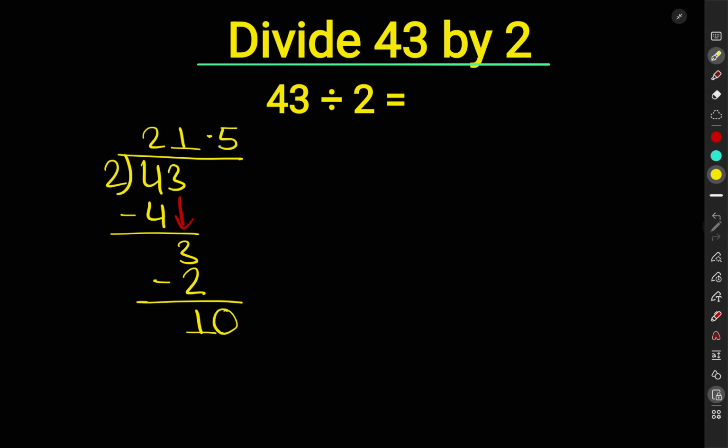So 2 times 5 means 10. On subtracting we get 0. So 43 divided by 2, we get 21 decimal 5.